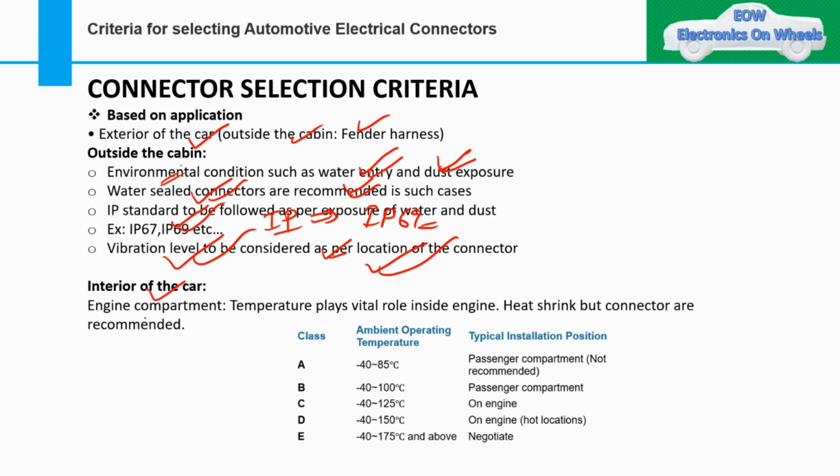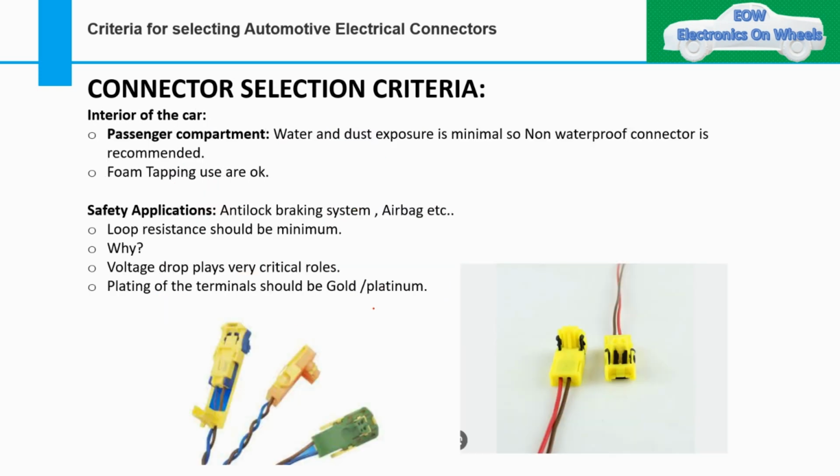Then interior of the car. Interior of the car is nothing but the engine compartment. Then temperature plays a very vital role inside the engine, as I told you. In this case heat shrink butt connectors need to be used and are recommended. As I have told already, these are the classes, these are the temperature ranges, and these are the typical locations where you can use these connectors. Okay, then interior of the car, passenger compartment. Water and dust exposure is minimal, so no waterproofing is recommended. Foam taping you can use for that particular connector.